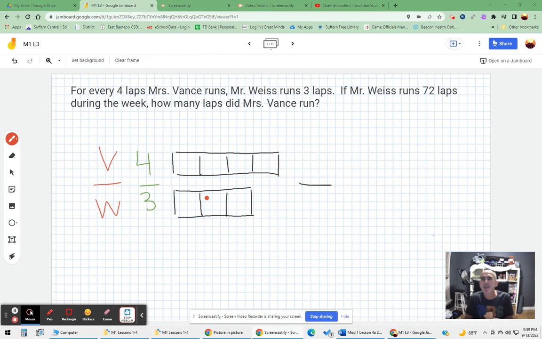What we need to do now is find the critical information. Okay, so I keep on reading. If Mr. Weiss runs 72 laps, bingo, there we go. I'm going to find my Mr. Weiss line right here. Beautiful. And here is where my 72 is going to go. What I want you to know is that this 3 has a relationship with this 72. The thing is, we have to figure that out.